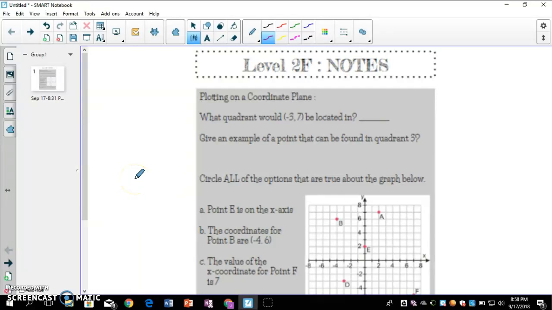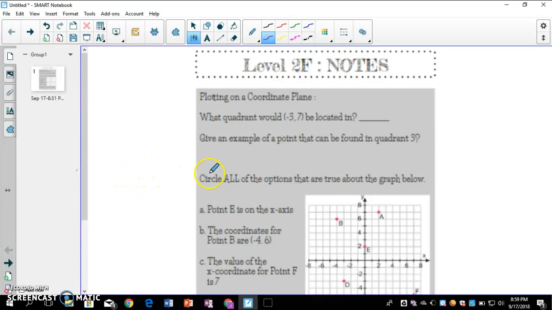Alright, so this is just taking what we know about plotting on a coordinate plane to the next step, and really being able to visualize those quadrants and those coordinates without having to plot them every single time, and knowing just some information about our coordinate plane. So the first thing here is, what quadrant would -3, 7 be located in?